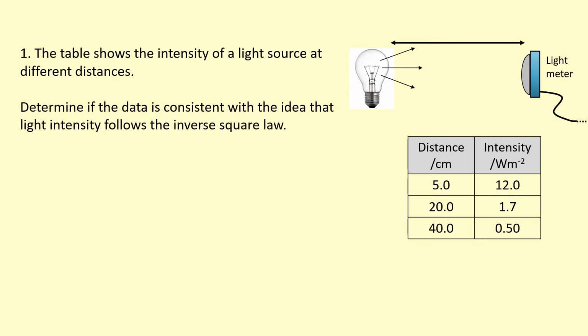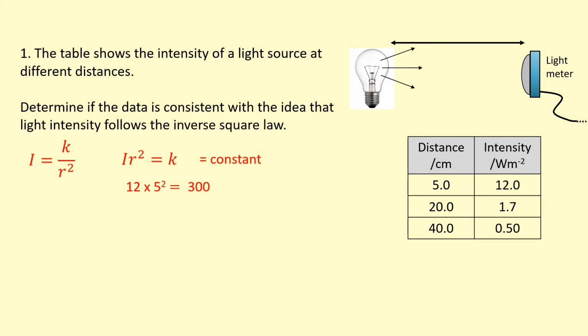In this example, the table shows the light intensity of a light source at different distances. Determine if the data is consistent with the idea that light intensity follows the inverse square law. So we've got a bulb on the left emitting light, being detected by some light meter, and we want to check it follows this equation, where if I rearrange this, the intensity times the distance from the center squared should equal K, which is a constant. So let's check if that constant is the same for every data point here. If we do the intensity times the distance squared, so 12 times 5 centimeters squared, it doesn't matter about the units right now, as long as we use the same units for all of them.